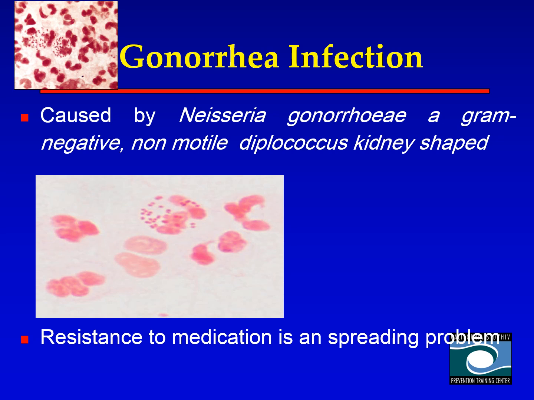lipopolysaccharide, because it is a gram-negative bacteria. So it produces endotoxin, lipopolysaccharide or endotoxin. In addition to that, this bacteria also has short chain polymers called lipo-oligosaccharide, LOS. So this bacteria has the ability to produce lipo-oligosaccharide in addition to lipopolysaccharide.